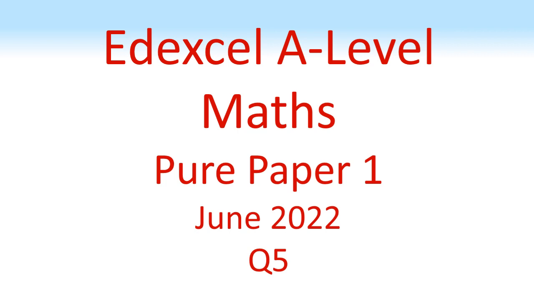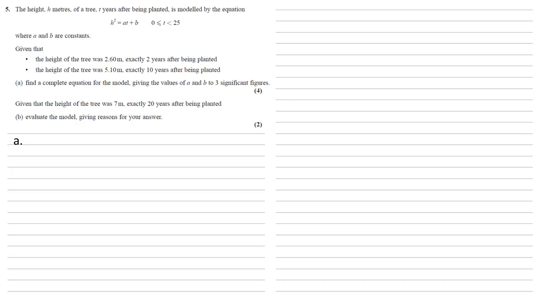Edexcel A-Level Maths, Pure Paper 1, June 2022, Question 5. The height h metres of a tree t years after being planted is modelled by the equation h squared equals at plus b for t between 0 and 25, where a and b are constants.